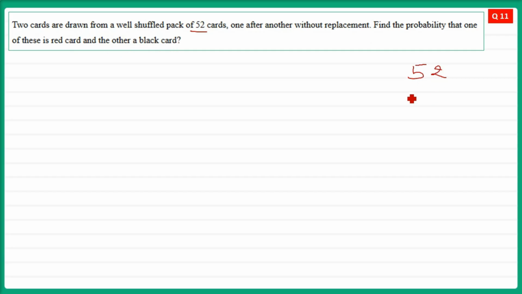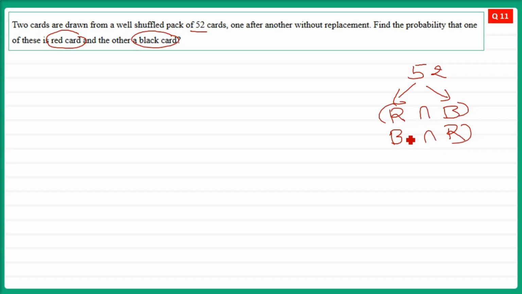So there are in all 52 cards. When we pick the first card, it can be a red card and then it can be a black card. They are not precisely saying that red has to be the first card or black has to be the second card. So red can be the first card, black can be the second card, and vice versa. Black can be the first card, red can be the second card. So this is how we intersect. So the probability when you add these, this is your answer.